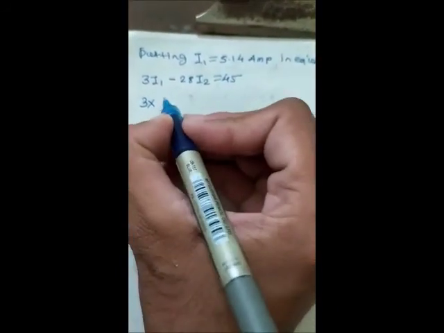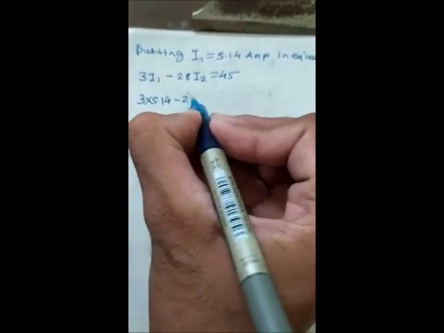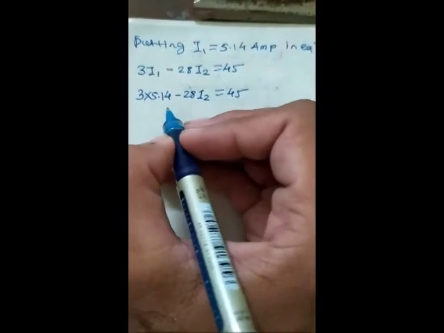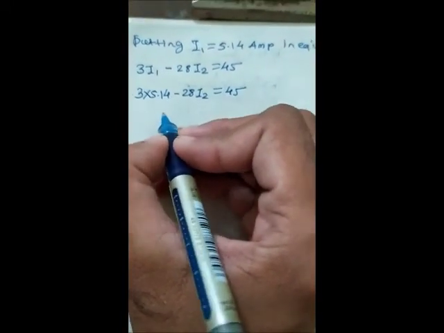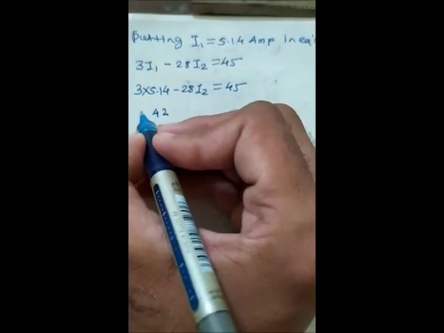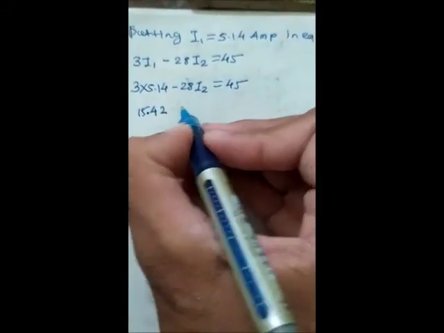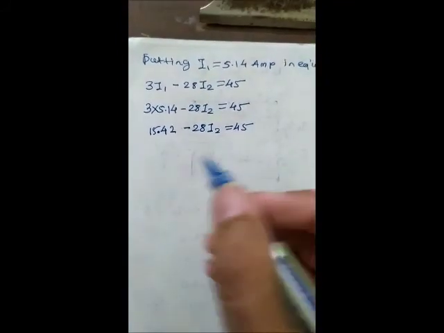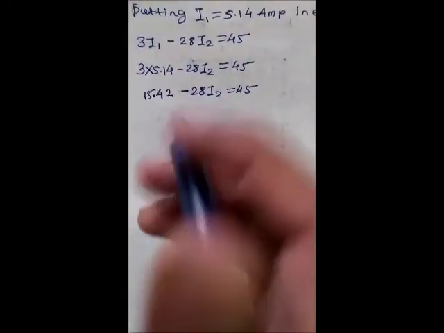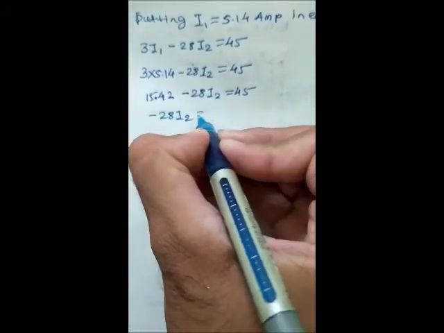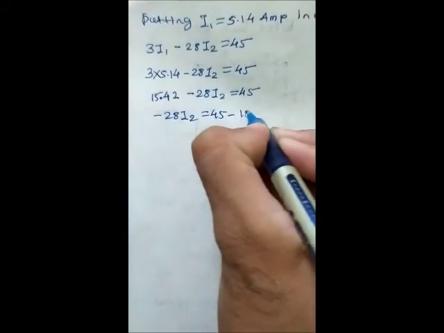So 3 into the value of I1, 5.14, minus 28I2 is equals to 45. Multiply this, you will get the answer. So 4 3s are 12, carry over 1, 3 1s are 3 plus 1 is 4, 5 3s are 15. So 15.42 minus 28I2 is equals to 45. Okay, so minus 28I2, take this 15.42 to the right hand side, it is minus 15.42.